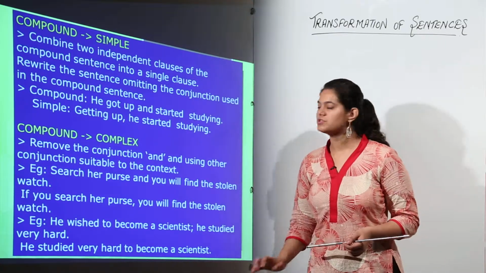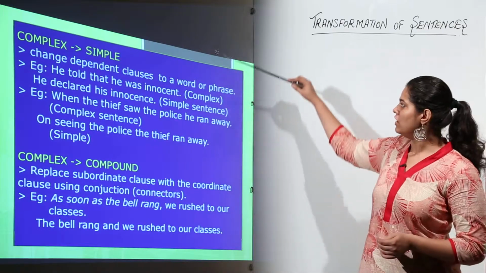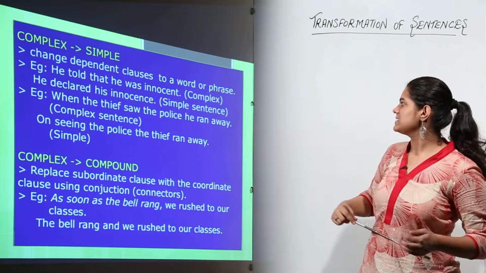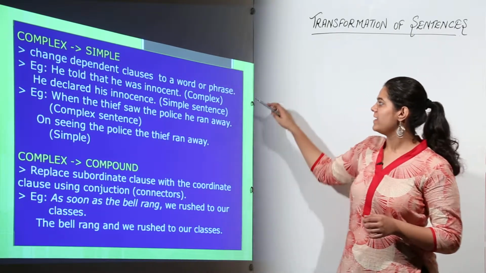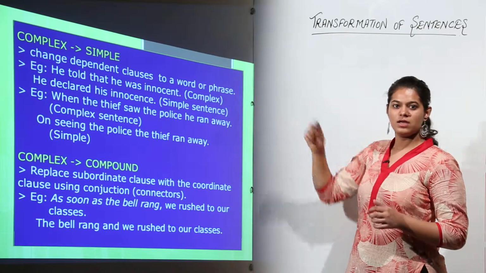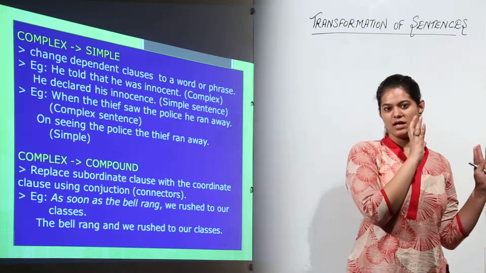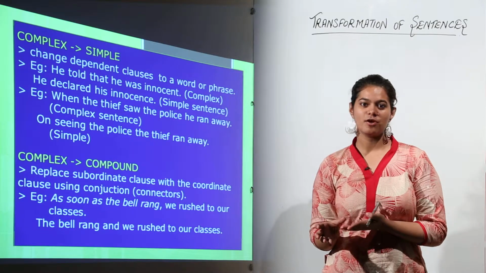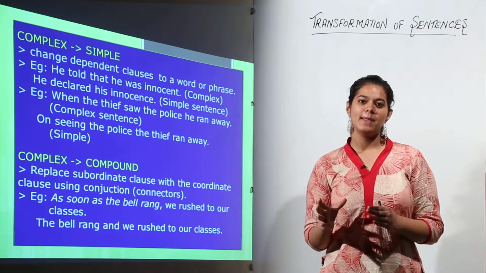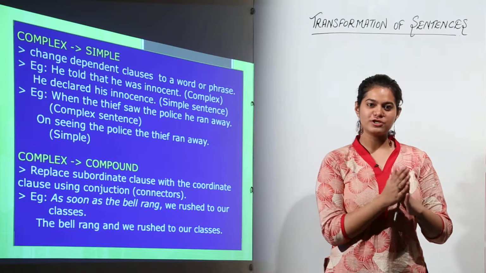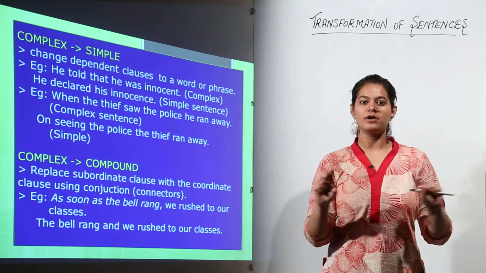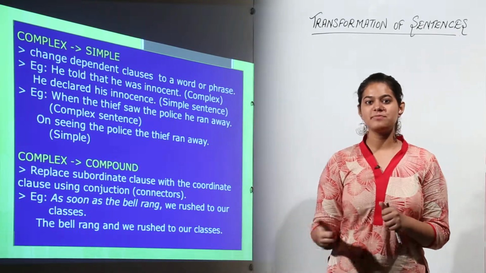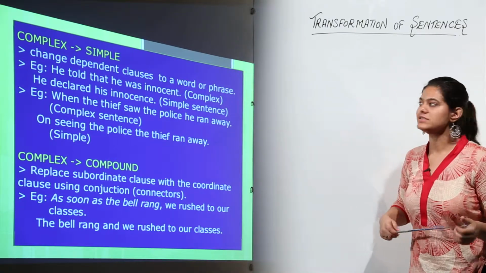Next, we will see the transformations of a complex sentence. How do we convert a complex sentence into a simple sentence? Basically, what we do is we change dependent clauses to a word or phrase. As we already discussed, there would be one clause that is independent and another that is dependent. What you do with the dependent clause is make it brief, make it shorter, right, and make it into one word or one phrase that can easily fit into a simple sentence. Let us look at the examples.